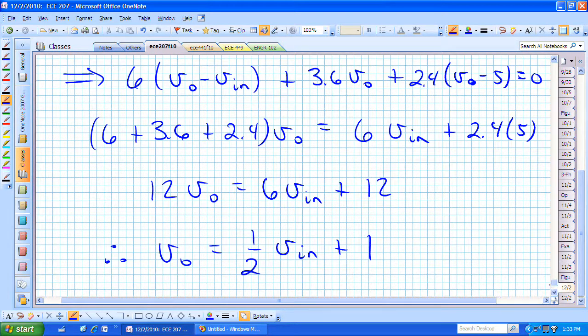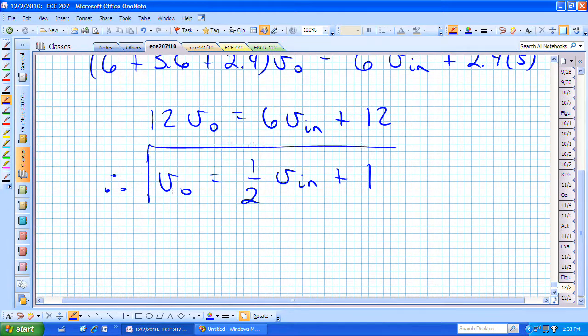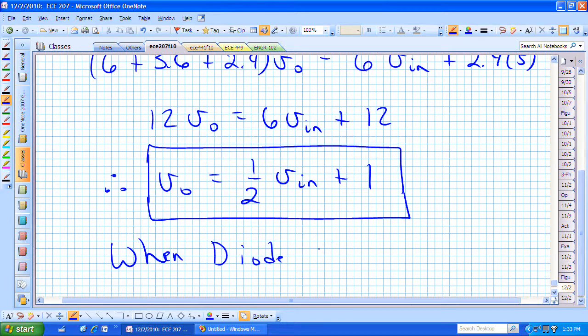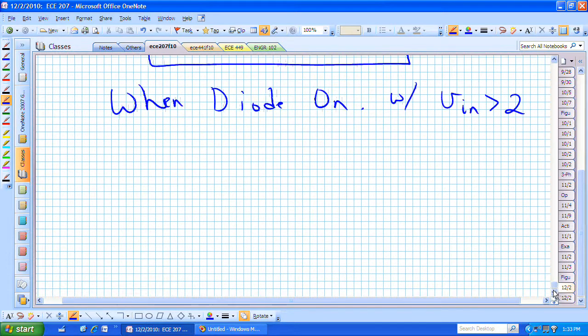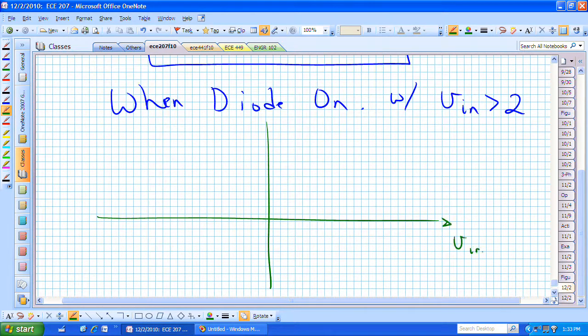And that's now our relationship relating Vn and Vout when this diode is on, and that's going to be true when Vn was bigger than 2. Now we have enough information to actually sketch our relationship between Vn and Vout.